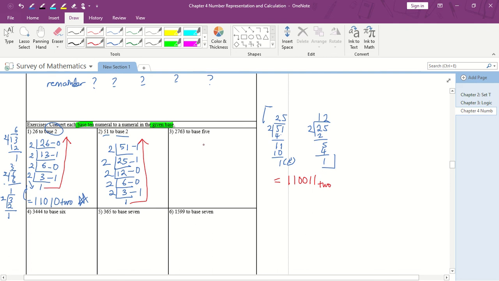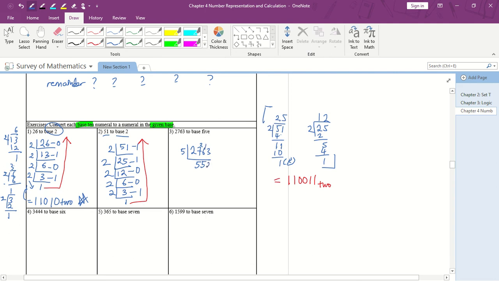2763 to base 5. Because we need to change it to base 5, we divide it by 5. So of course, again, you can do it manually, but let me just show you what I usually do. Okay, 5 is bigger than 2, so skip to 27. So you know 5 times 5 is 25, so 27 minus 25 is equal to 2. And go to the next one. 2, 6 means that 26. So 5 times 5 is equal to 25, so 26 minus 25 is equal to 1. So 1 is left here.